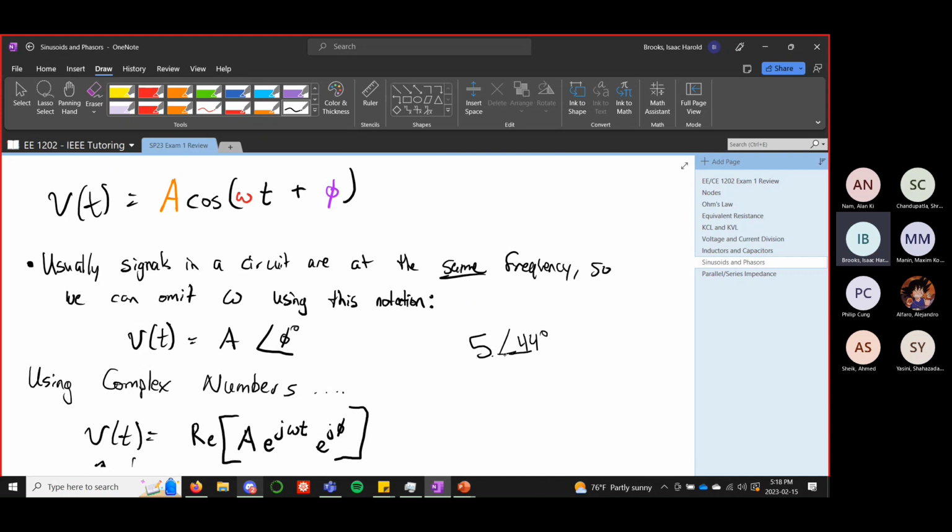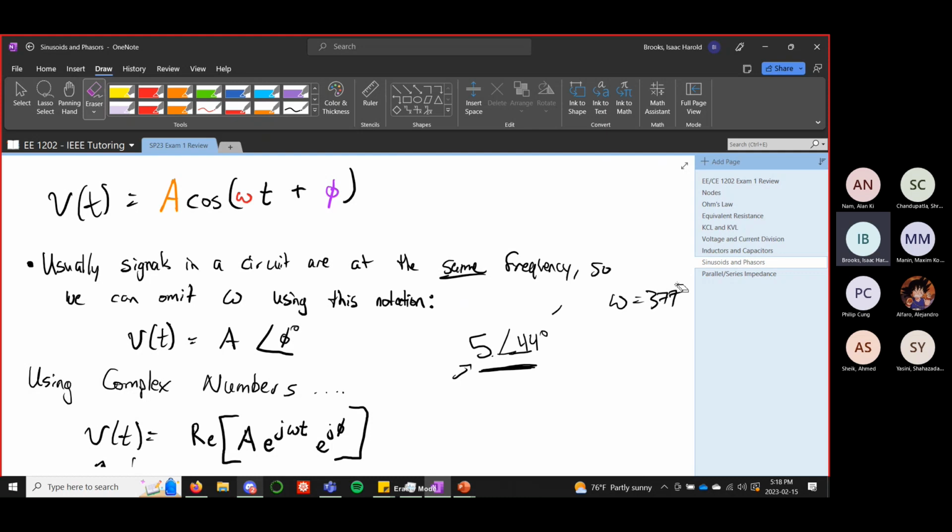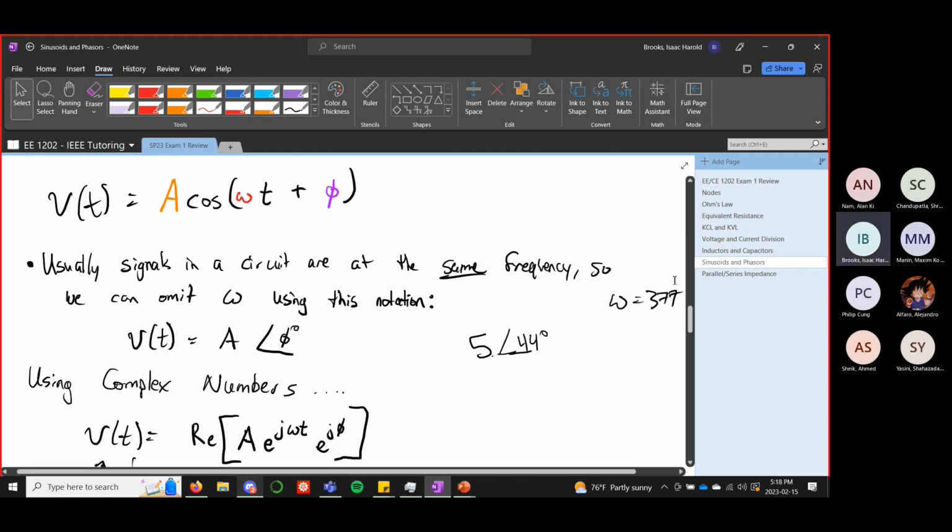Okay, what this is saying is this is the magnitude of the oscillation, this is the phase shift, and there's nothing in here that says the frequency. And the reason is because usually within a circuit, the signals are all of the same frequency. So it's sufficient to write down that this circuit is operating at a certain frequency, and then while you're working on the circuit, you can just use these two numbers to describe a signal, because the frequency is going to be implied.